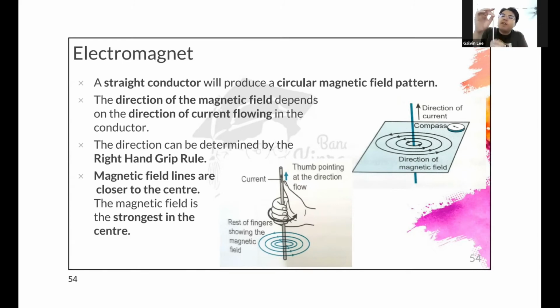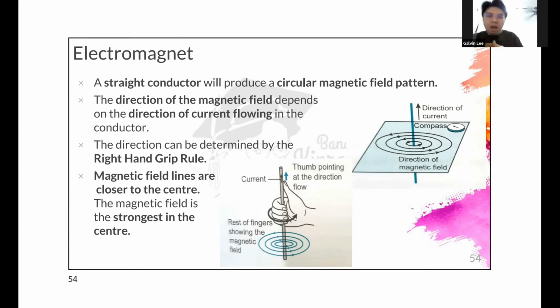And the direction of the current flow, either from the top to the bottom or from the bottom to the top, will affect the direction of the magnetic field. The direction of the magnetic field can be determined by a technique called the right hand grip rule. Okay, so what does the right hand grip rule tell you? Right hand grip rule uses your right hand. So all of you, please take out your right hand right now. Right hand, not left hand. You may see on the screen I'm using left hand, but it's the right hand. Please, right hand grip rule, use your right hand.